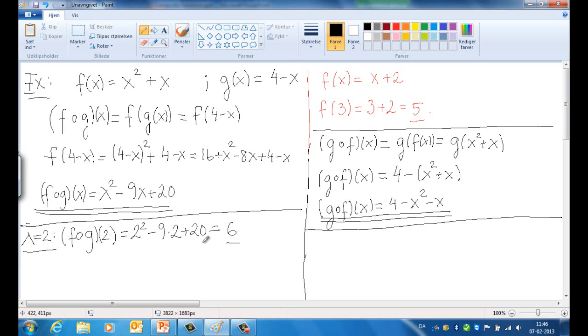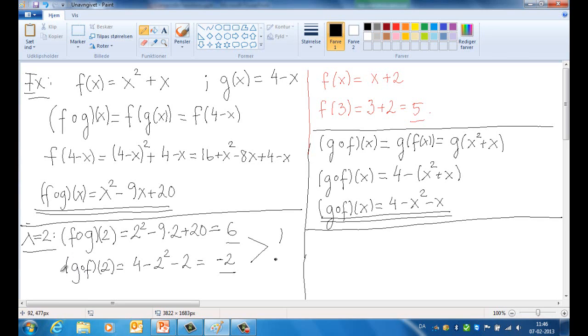The function value for the other composite function, g of f of 2, is equal to 4 minus, substituting x with 2, 2 squared plus 2, so that altogether gives me a function value which is minus 2. So we see here that of course these two function values will not be the same, because remember that the two composite functions f of g of x and g of f of x are two totally different functions.